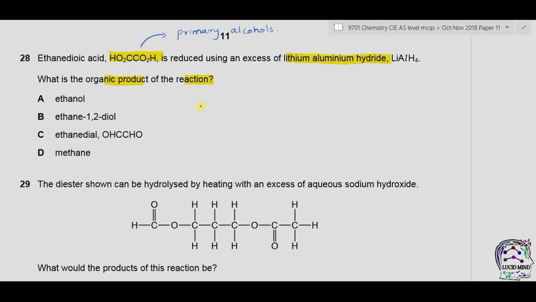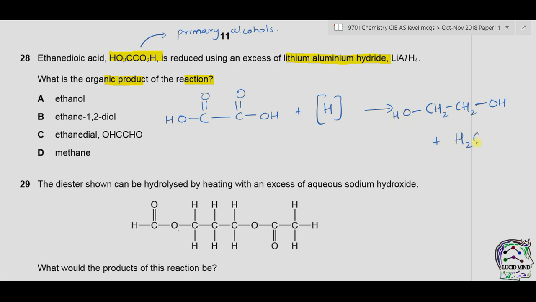Now we can write this reaction. We have ethane dioic acid, so we have two carboxylic acid functional groups present. It is reduced by lithium aluminum hydride, which gives hydrogen atoms. Both carboxylic acids will be reduced to primary alcohols. So we have alcohol on one side, alcohol on the other side, and a water molecule is formed. As two water molecules are formed, we need 8 hydrogen atoms for this reduction.